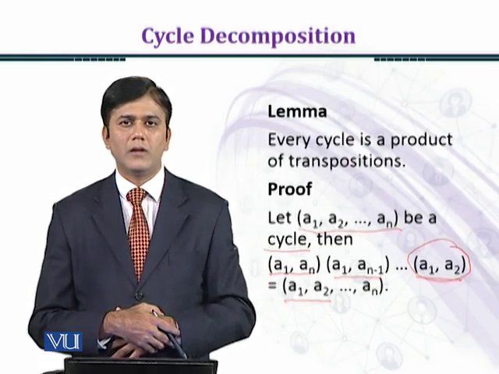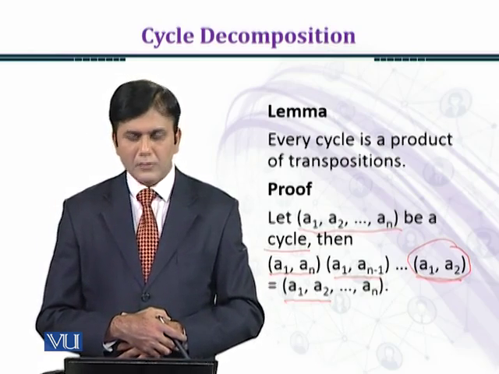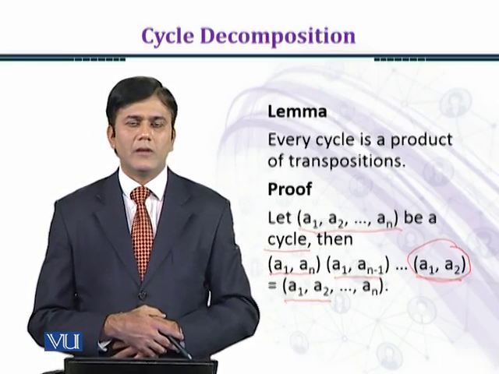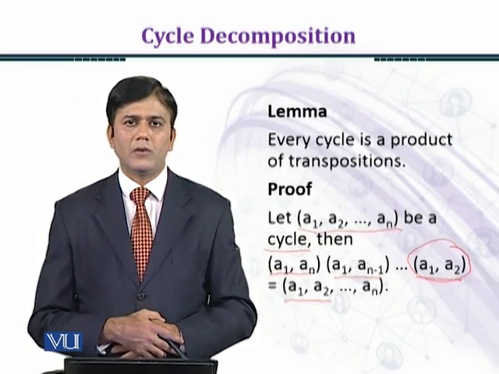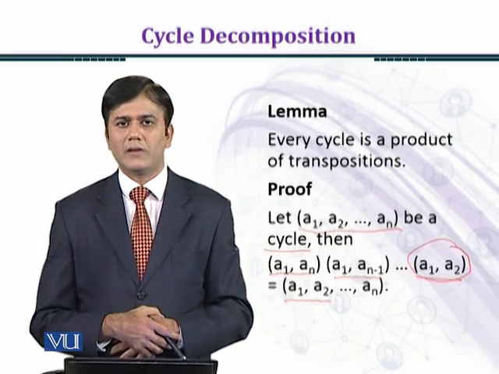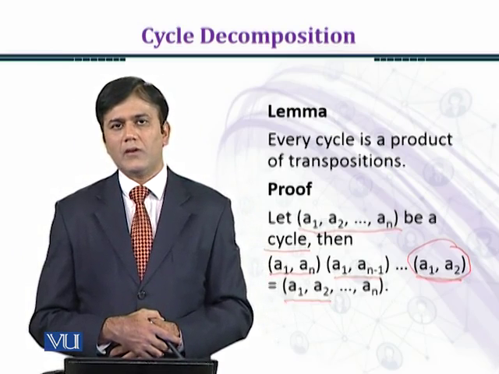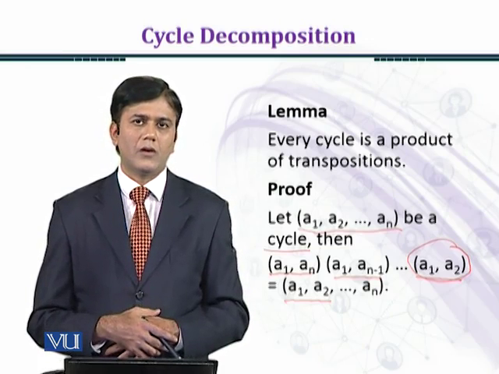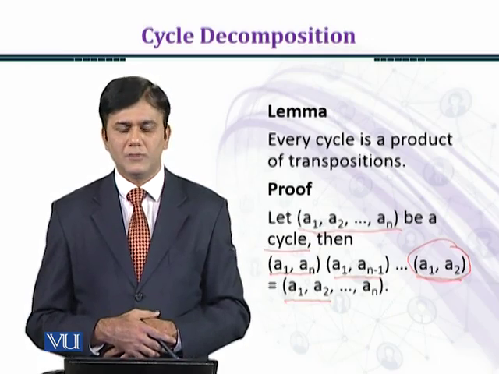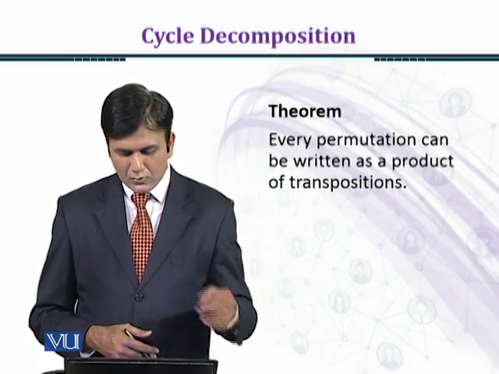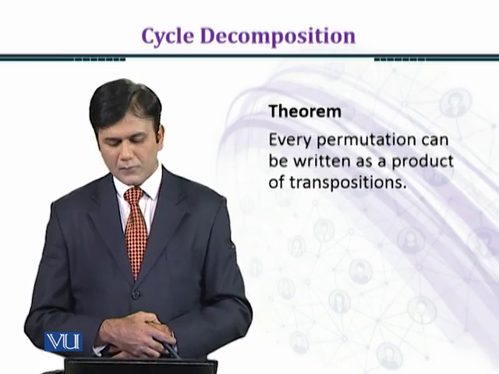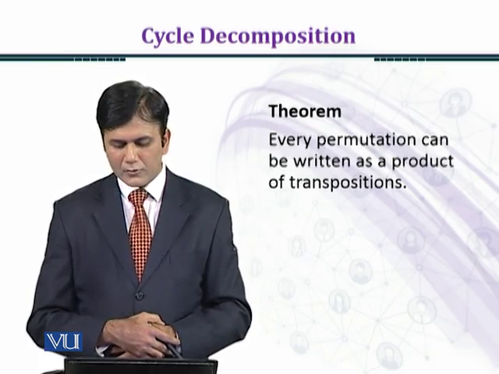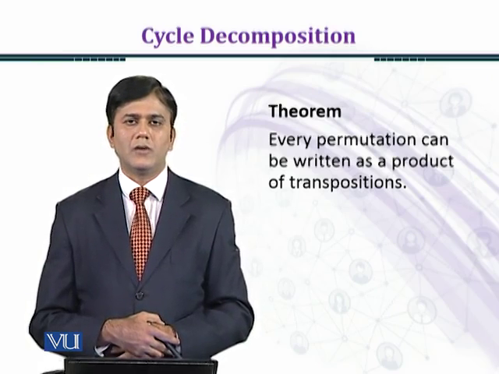and we shall get A1, A2 up to An. And you can see that every permutation can be written as product of disjoint cycles, and you can write every cycle as a product of the transpositions. Now we shall state the theorem. Every permutation can be written as product of transpositions.